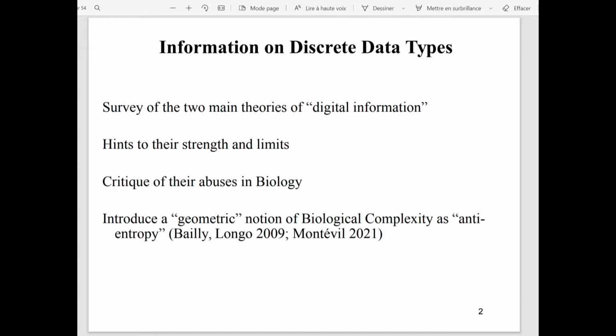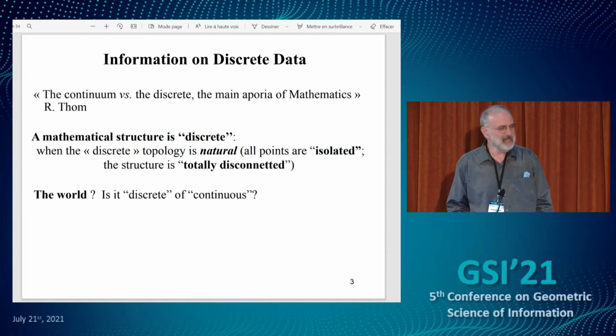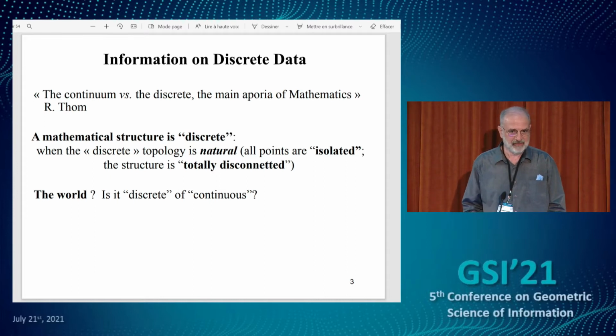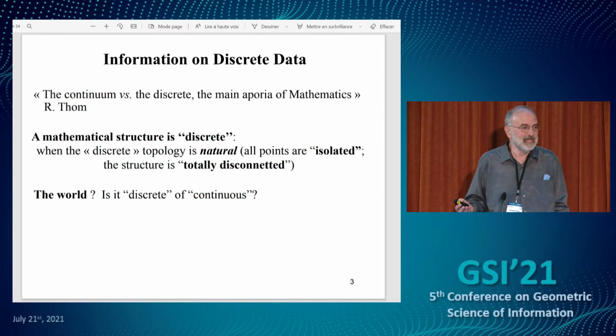I already presented this page quite extensively. René Thom consistently stresses that the discrete versus the continuum is the main aporia in mathematics. What does it mean, discrete? I think by mathematics we can give a reasonable definition. A mathematical structure is discrete when the discrete topology is natural, when it works. If you take the discrete topology on the Cantorian real line, it is not natural, it doesn't work, you can't do any mathematics with it.